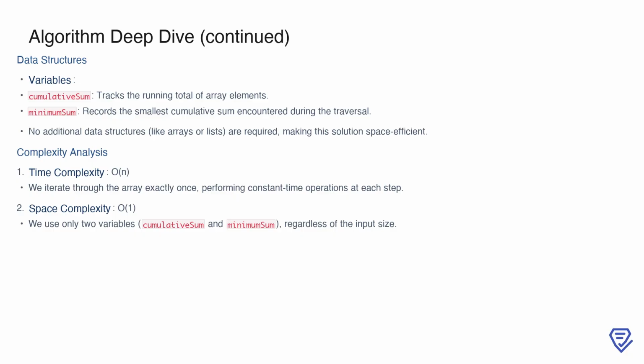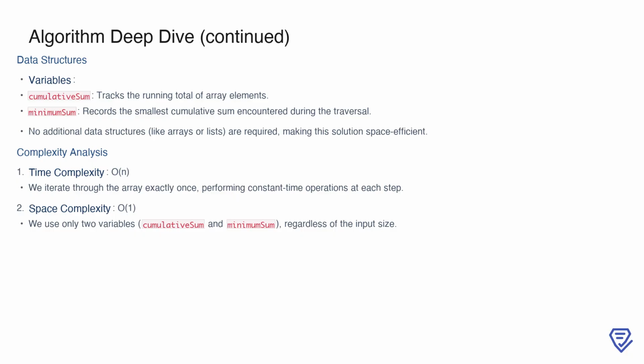We only need two variables, cumulative sum to track the running total of the array elements and minimum sum to record the smallest cumulative sum encountered during the iteration. No additional data structures, such as arrays or lists, are needed. This makes the solution highly space efficient, with a space complexity of O(1).